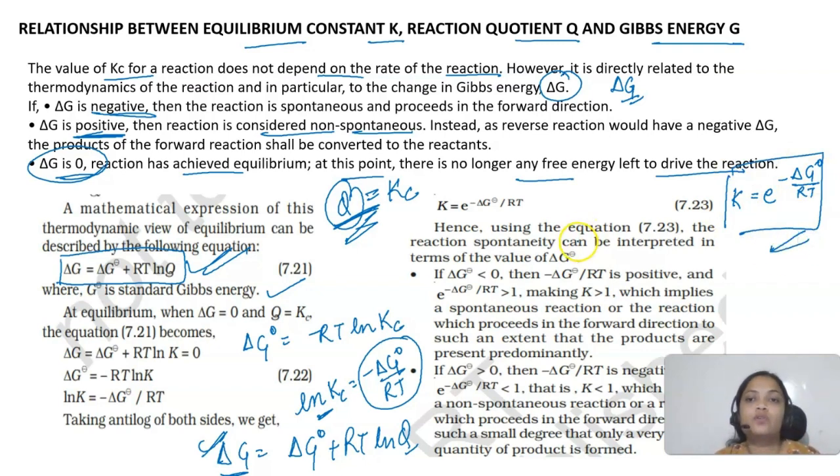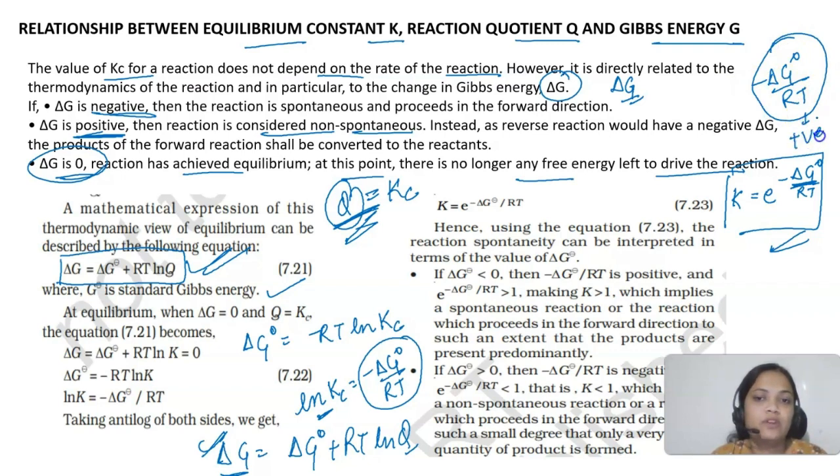Okay, so in terms of delta G naught, the standard Gibbs energy change, we can tell about the reaction spontaneity. If delta G naught is negative, see, this term already has a minus sign, so if delta G naught is negative, this whole term will become positive, right? If this whole term becomes positive, it means this factor e raised to the power minus delta G naught upon RT would be greater than 1, so K will be greater than 1.